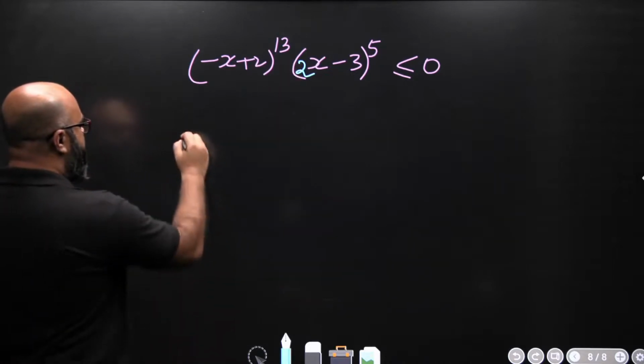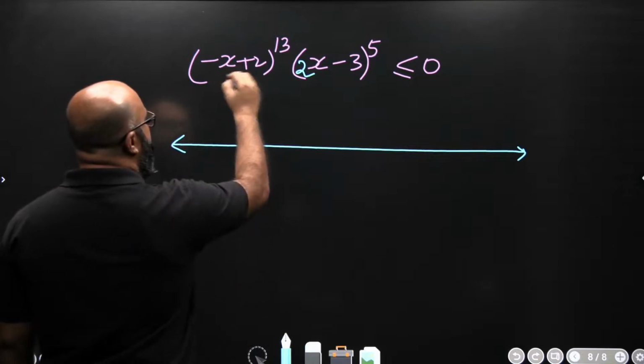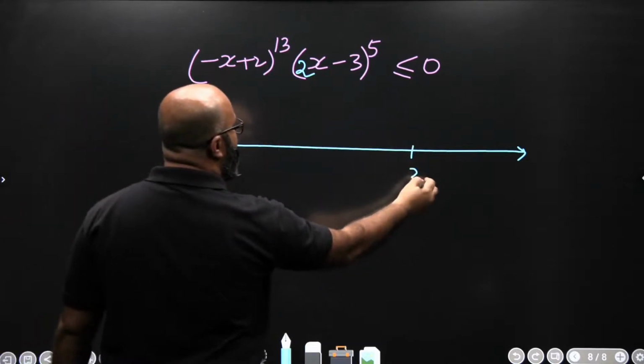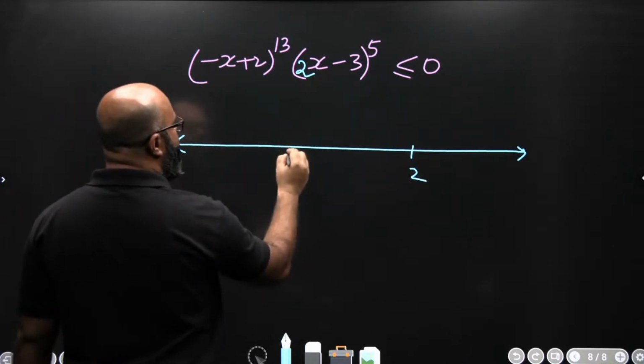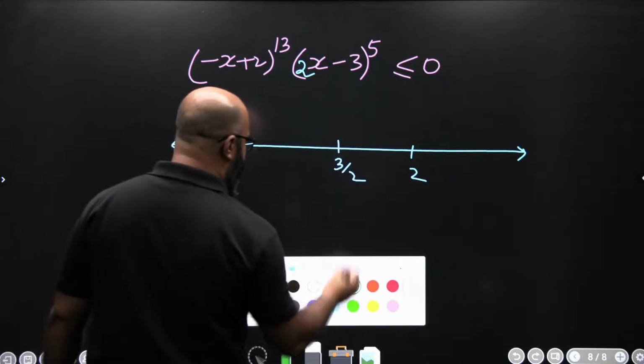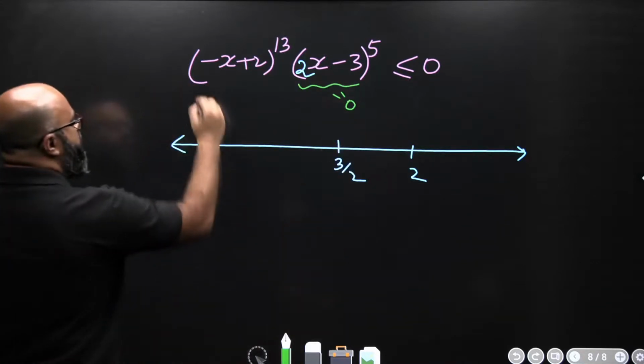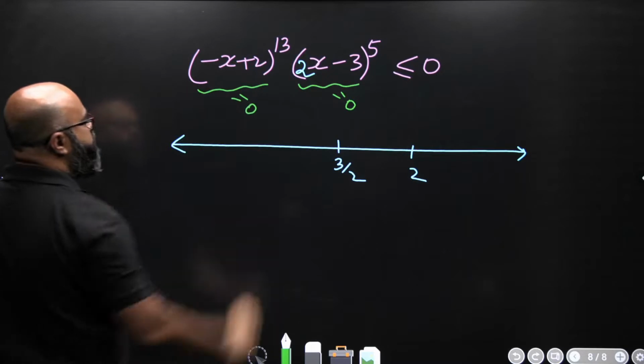Now let us find the critical points or zeros here. So this will become 0 when x is equal to 2, and this will become 0 when x is equal to 3/2. So these are the two critical points. By equating this to 0, you will find x. By equating this to 0, you will find x.